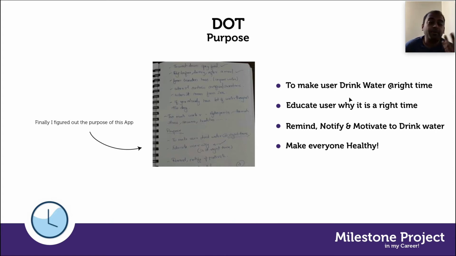And also people may ask why this is the right time, so we need to educate them why it is the right time. This app should serve that purpose also. And then a trigger. First I told them it should remind and notify, which means it should act as a trigger that will enable the user to drink water, and also motivate them to drink water.